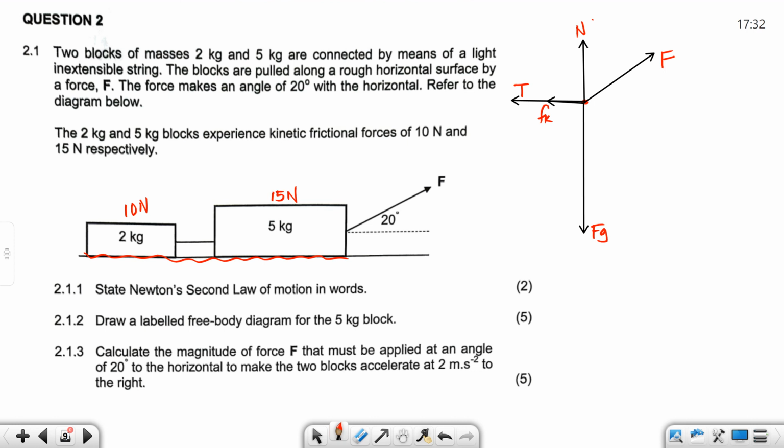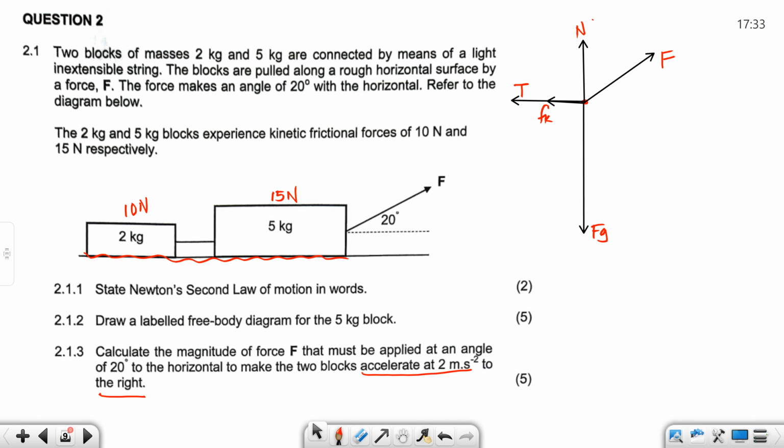Now, calculate the magnitude of F that must be applied at an angle of 20 degrees to the horizontal to make the 2 blocks accelerate at 2 m/s² to the right. Remember, acceleration is a vector quantity, which must have both magnitude and direction. I told you earlier, please don't start calculating until you have resolved your forces. Your forces must be horizontal and vertical.